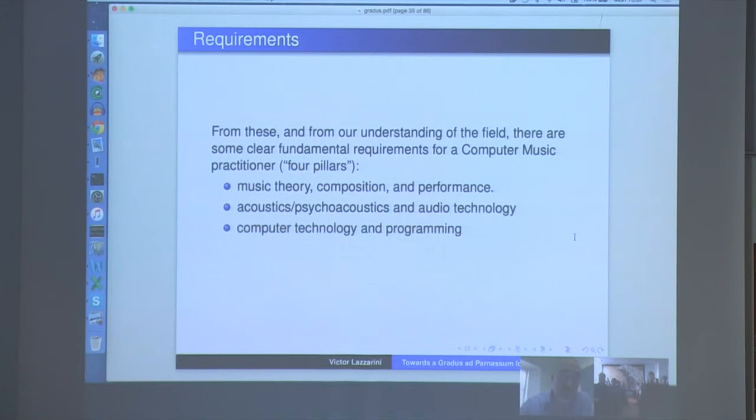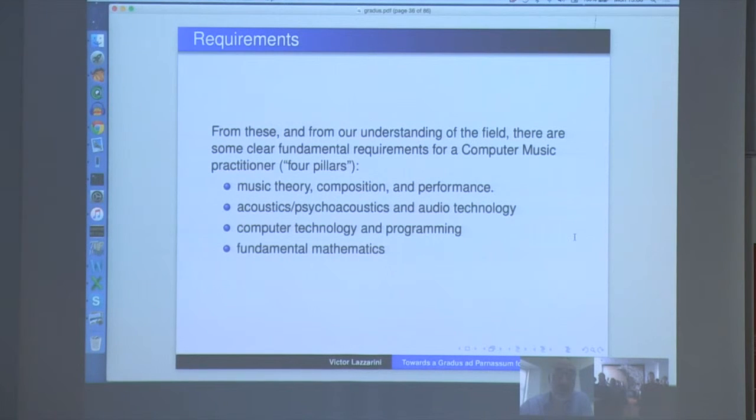Then one of the obvious pillars as well is computer technology and computer programming. So that's central, and these are the tools, these are the instruments that we are using, that we need to master in order to develop.